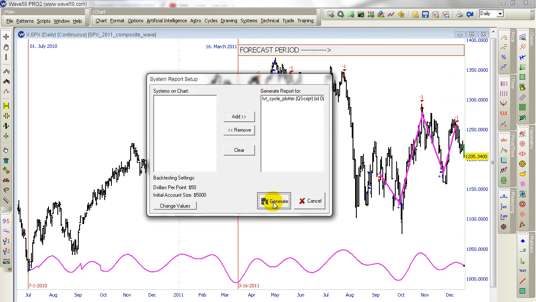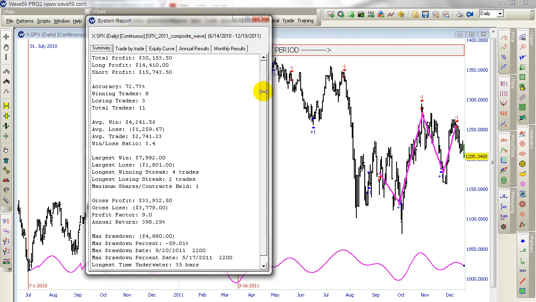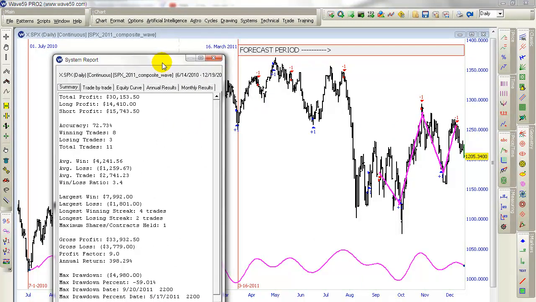Here's the system report for these signals. You see we have an accuracy of over 72% for these signals in the forecast period. We have a win-loss ratio of 3.4 and a profit factor of 9. We're only trading 1 contract per time, and you see that the long profit and short profit is well distributed over the complete time, and we have a total profit of 30,000 points if you're trading the futures contract, for example.